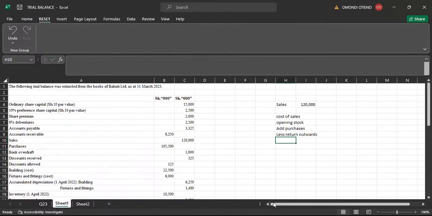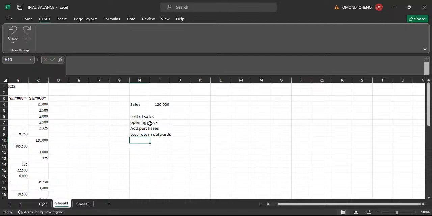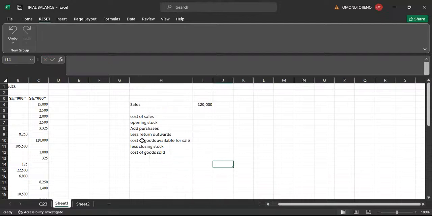No. So if there is no carriage inward, then these items here, opening stock, add purchases, less return outwards, will give us cost of goods available for sale. Then we less closing stock. When we less closing stock, we are going to get cost of goods sold.